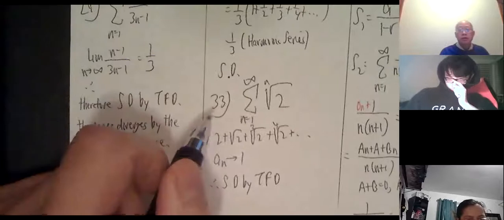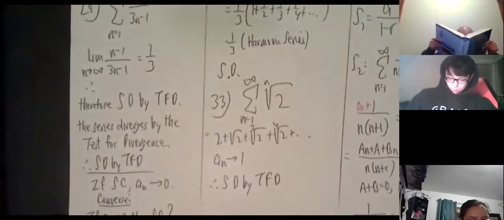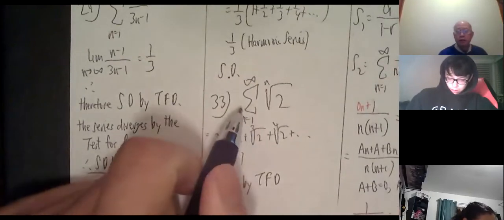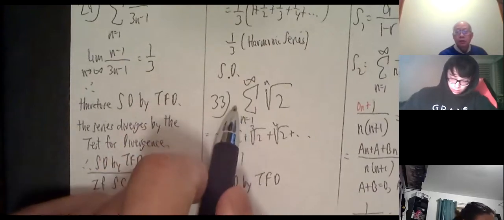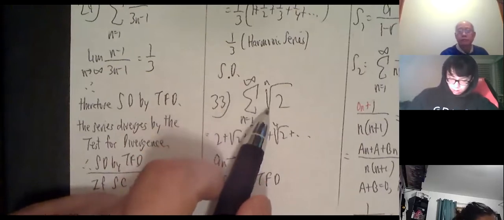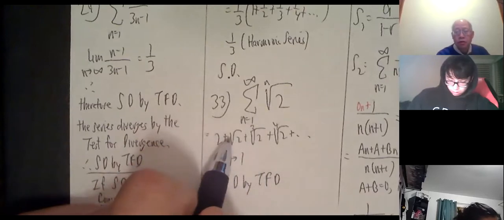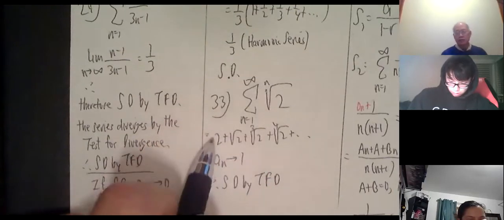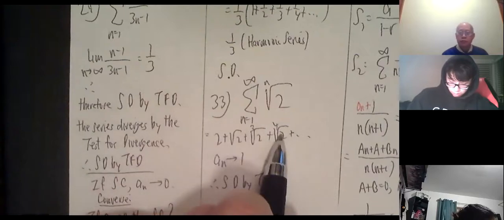Okay, number 33, or again, my 33. And it doesn't match your 33, unfortunately, but be that as it may. Does it converge or diverge? So n equals 1 to infinity of the nth root of 2. Well, if you plug in 1, the first root of 2 is just 2. Square root, cube root, fourth root, and so on.